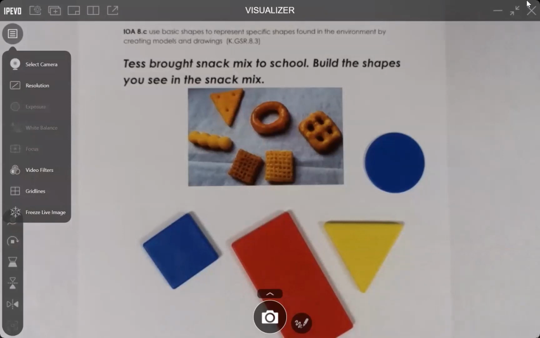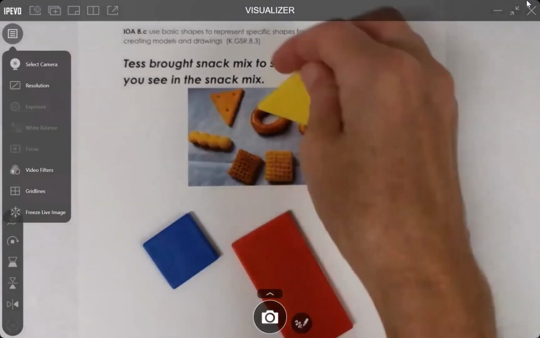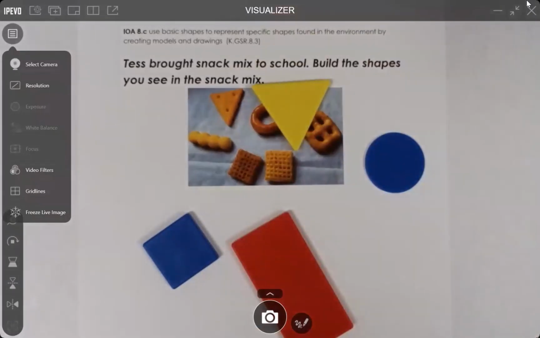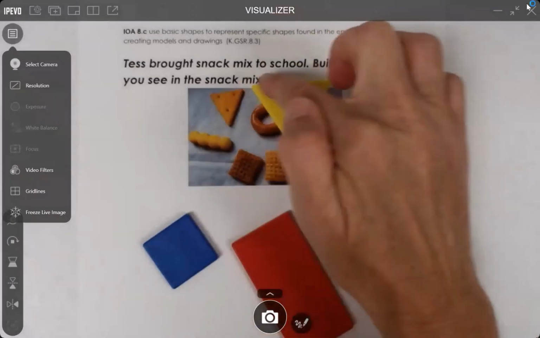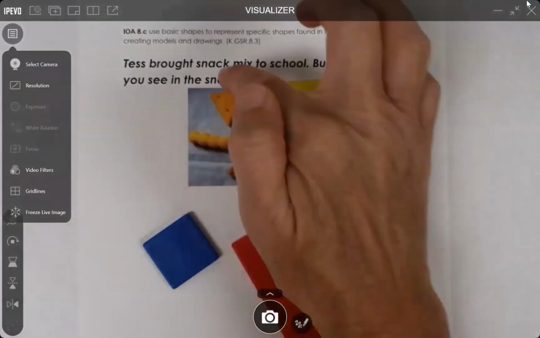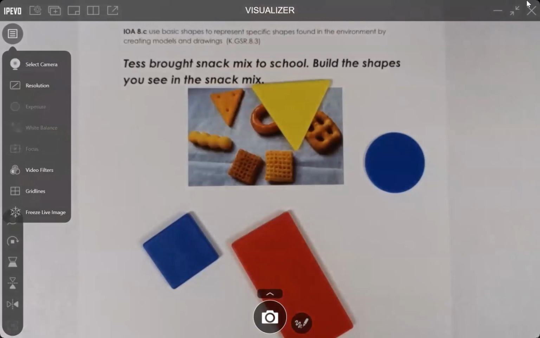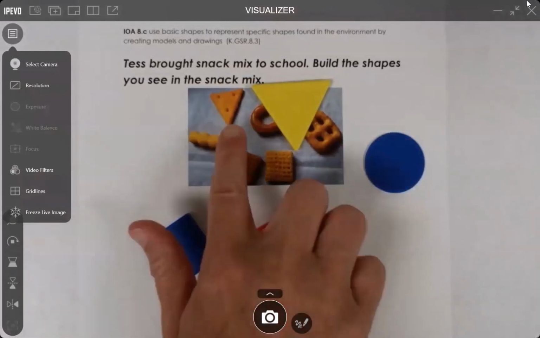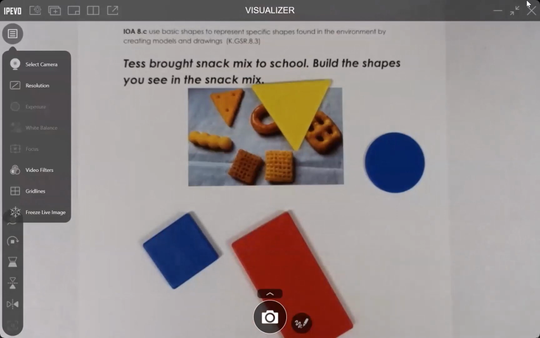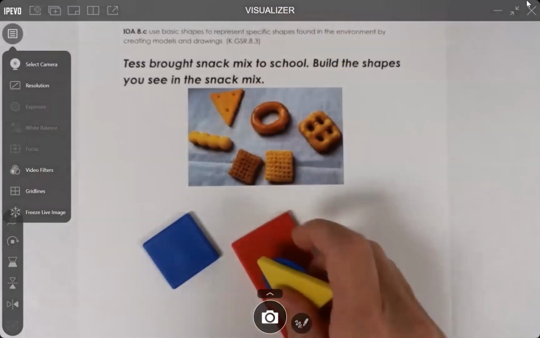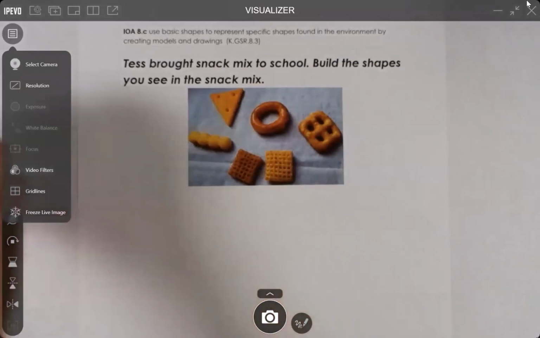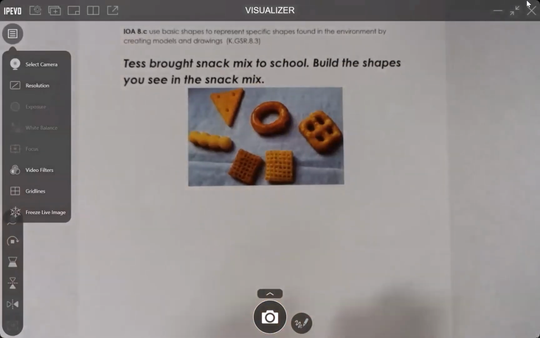And one way to do this at the concrete level is to have the attribute blocks out and have your students pick which one matches. Well, I noticed that this one is the same shape as the cracker. And I know it's the same shape because I see 1, 2, 3 sides on my shape, 1, 2, 3 sides on my cracker. I see 3 vertices on my cracker, and I also see 3 vertices on my attribute block. So this cracker is in the shape of a triangle. We can use attribute blocks and have students match shapes with specific shapes found in the environment.